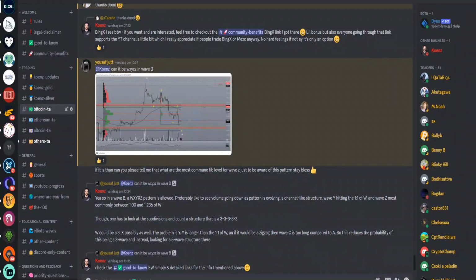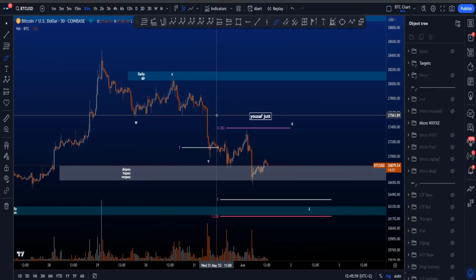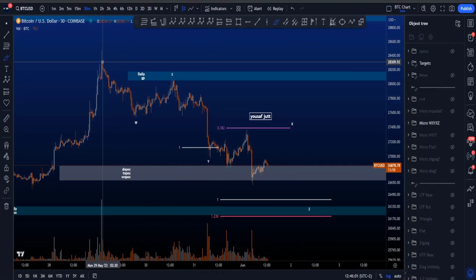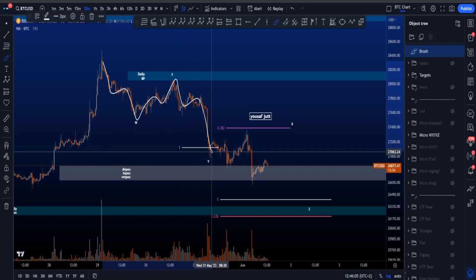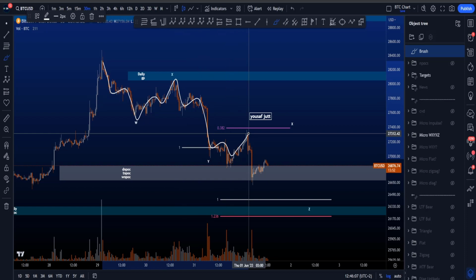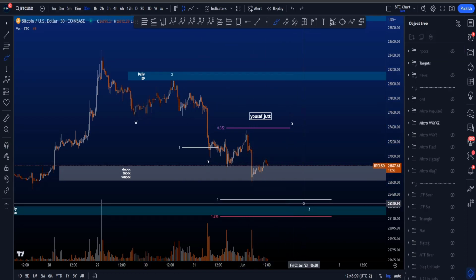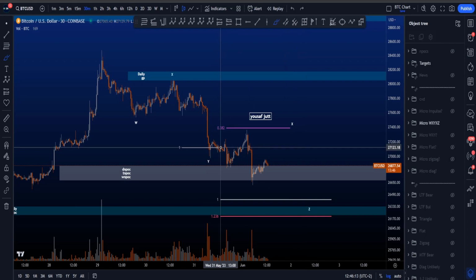So thanks Youssef for the idea. I put it on my chart as well to explain it in this video. So then we are looking at a W, a 3-wave, then a wave X, then a 3-wave in Y, a 3-wave and then a wave X, and then eventually 3 waves to the downside in a wave Z. So talking about this scenario, I don't really like it as well.